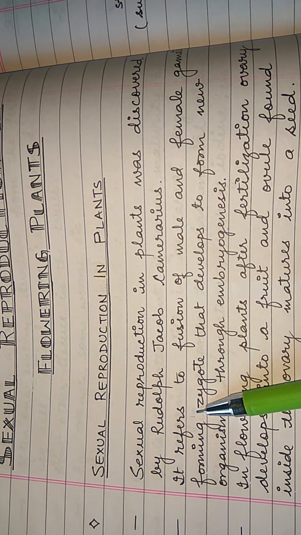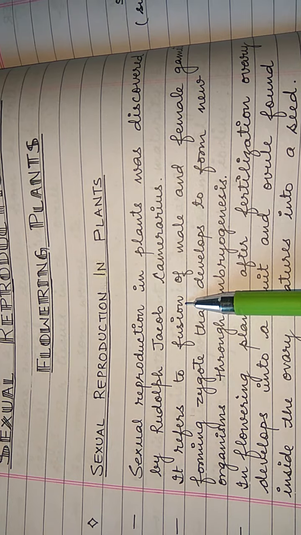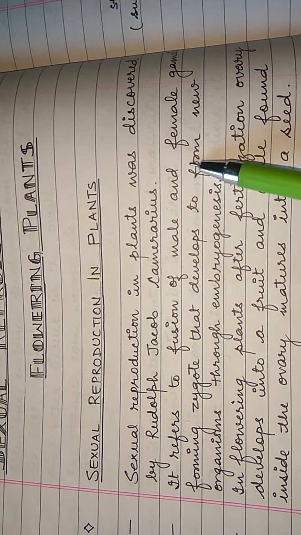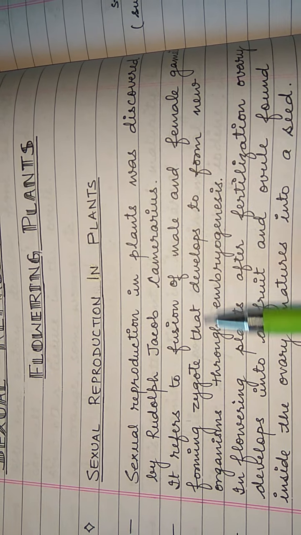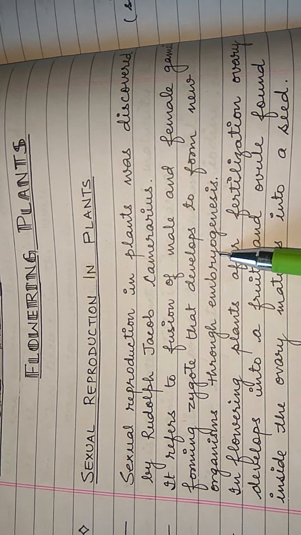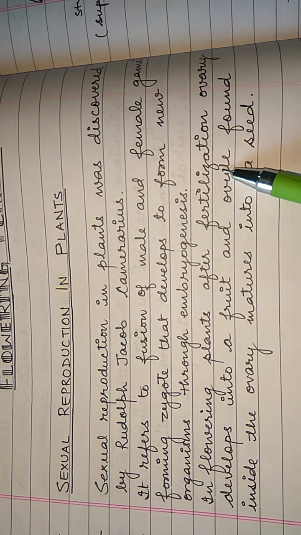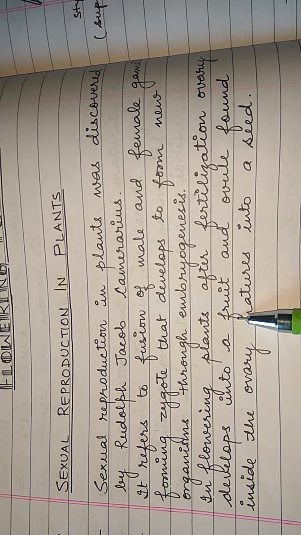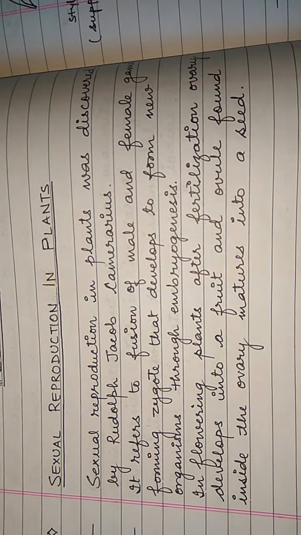Sexual reproduction refers to the fusion of male and female gametes forming a zygote that develops to form an organism through embryogenesis. In flowering plants, after fertilization, the ovary will form fruit and the ovule will form seed.